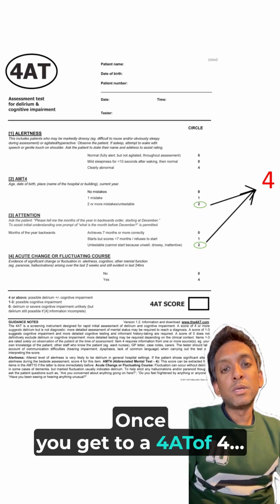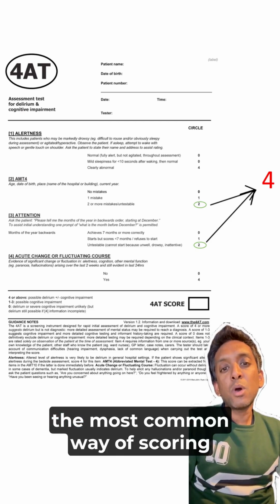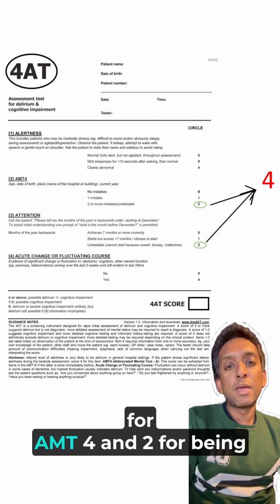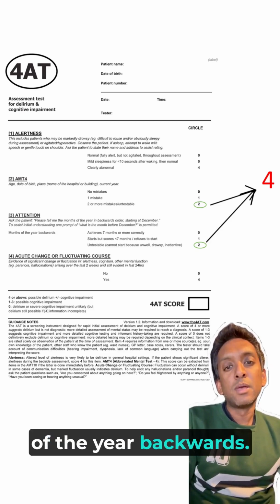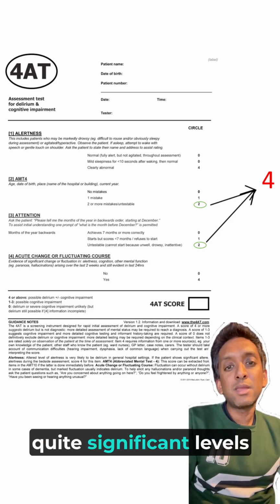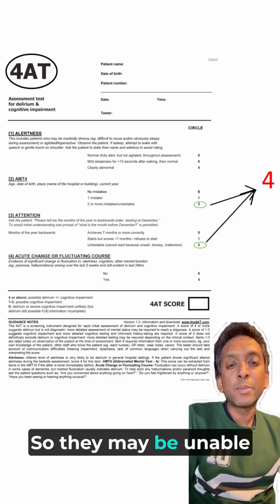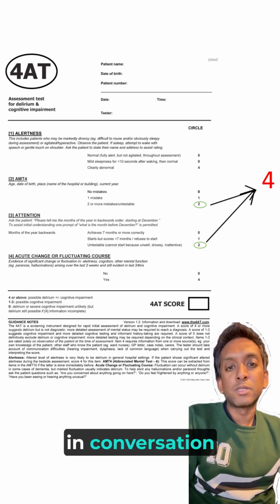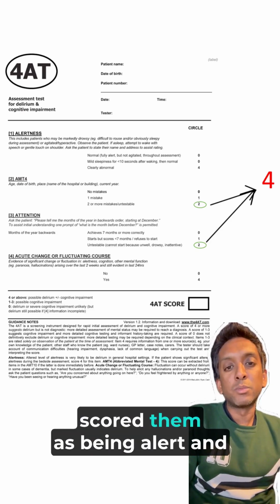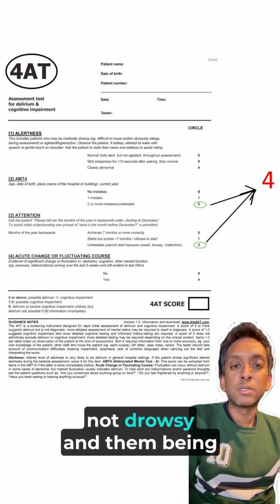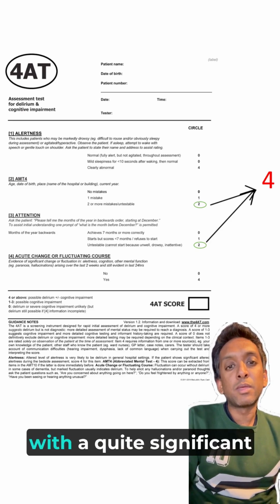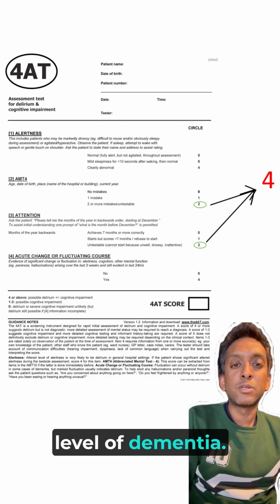Once you get to a 4AT of 4, well, the most common way of scoring this is probably to score 2 for AMT4 and 2 for being untestable in the months of the year backwards. And this indicates somebody with quite significant levels of memory problems. So they're unable to talk to you. They might be saying some words, but they're not able to engage in conversation. But you must have otherwise scored them as being alert and not drowsy, and them being their usual selves. So that would be somebody, say, with a quite significant level of dementia.